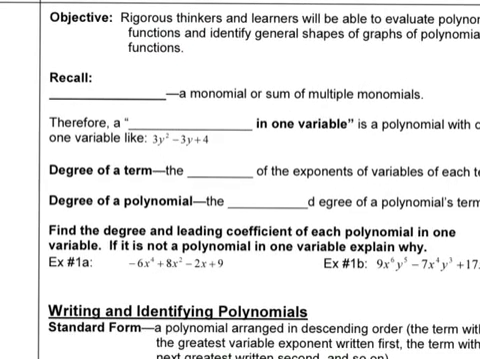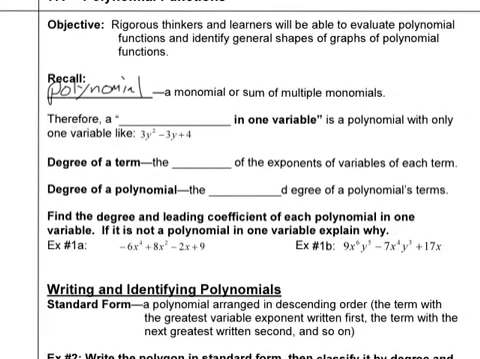A polynomial is a monomial or some multiple monomials. Therefore, a polynomial in one variable is a polynomial with only one variable, like this, 3y squared minus 3y plus 4. So you have a polynomial that just has one variable in it. Maybe different terms or different degrees, but that's okay.